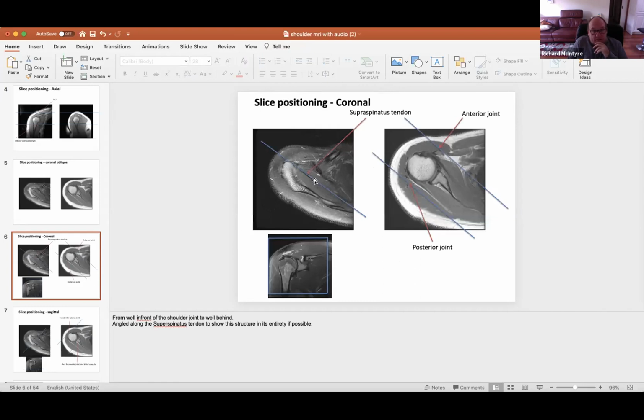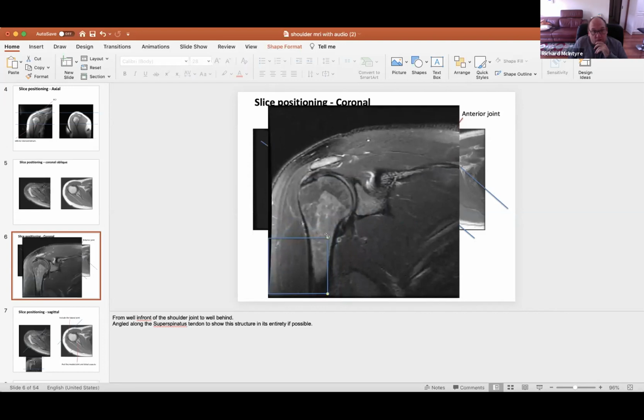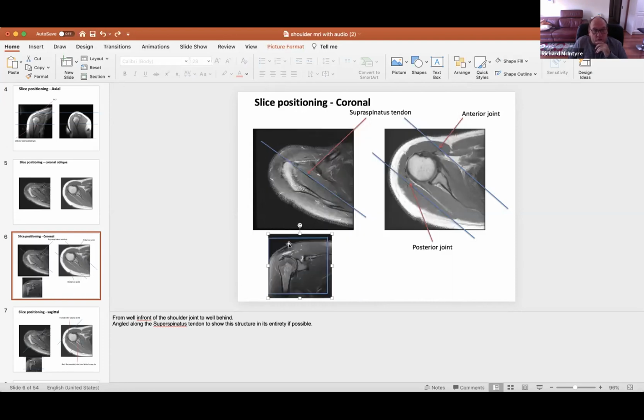And there it is there. So we're going to align our slices along that tendon, supraspinatus tendon. We're going to go from behind the joint to anterior to the joint. So we must include the joint and we must include those ligaments that are joining into the humerus. Okay. And of course, there you can see that we include superior and inferior to the shoulder.